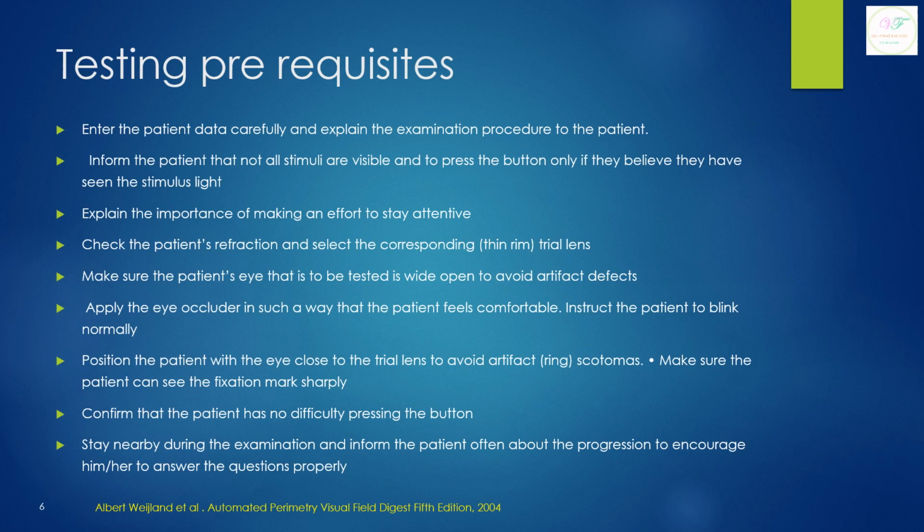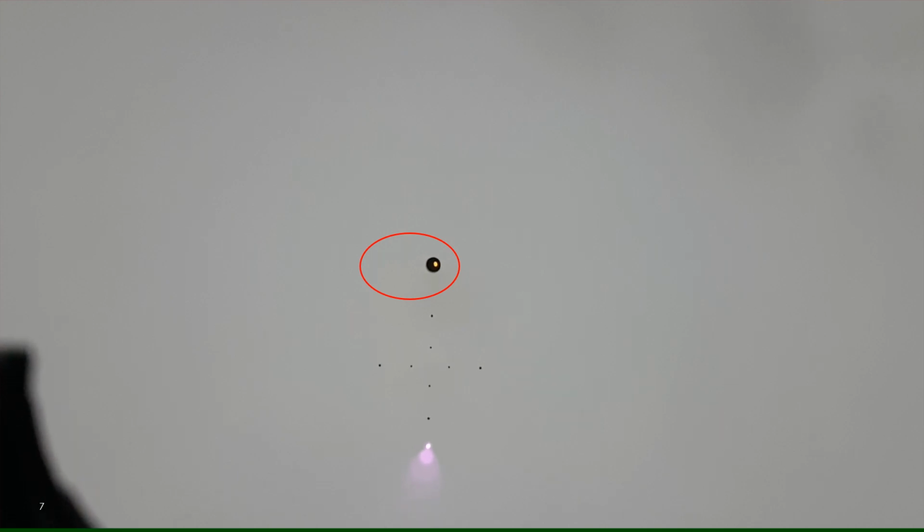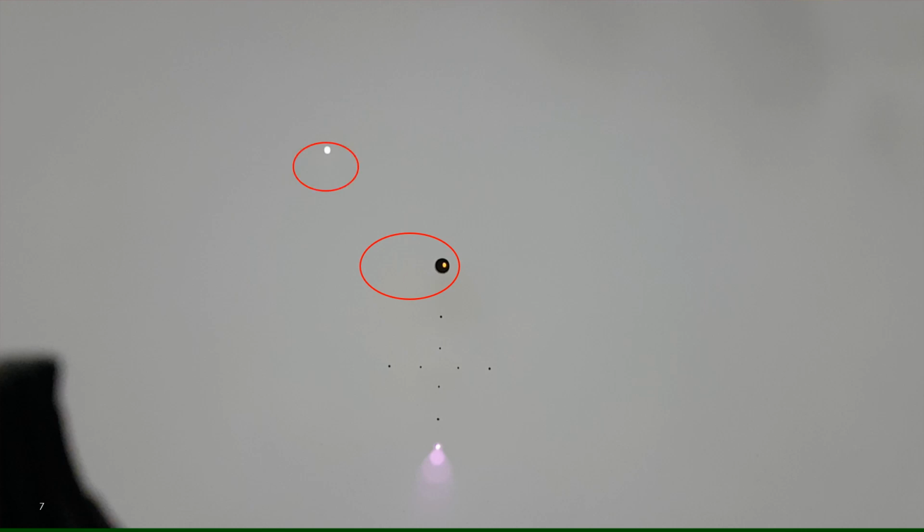These are the testing prerequisites which are to be kept in mind. The test has to be done in a quiet, dark room, and the technician who is performing the test has to explain in detail about the test and what is expected from the patient beforehand, so that the patient gives a good test. So this is the fixation light around which the patient is going to focus, and lights are blinked here and there which the patient is going to see, and whenever he sees a light blink, he will press the click.